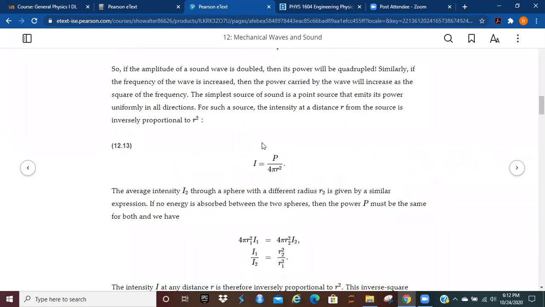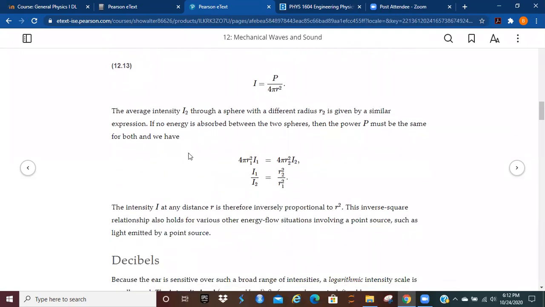Then the intensity at a distance r from the source is inversely proportional to r squared. So here's our formula that we discussed earlier. The average intensity through a sphere with a different radius, R2, is given by a similar expression. If no energy is absorbed between the two spheres, then the power must be the same, and therefore you can equate the two. And then you can see the relationships there between the intensities and the radii.